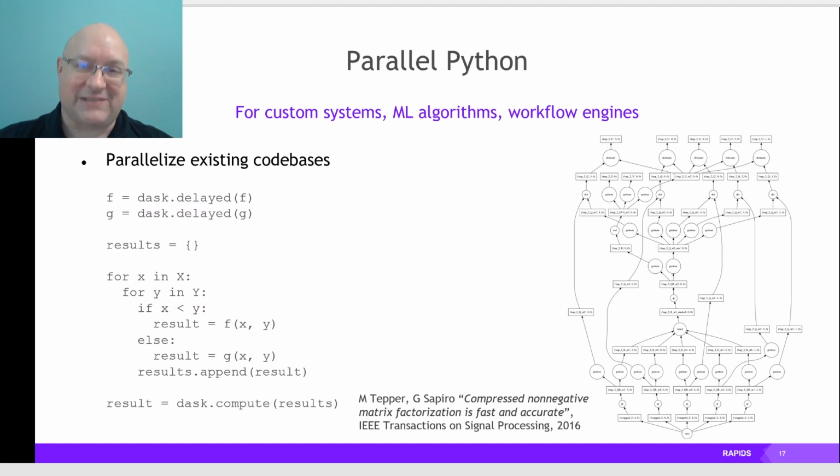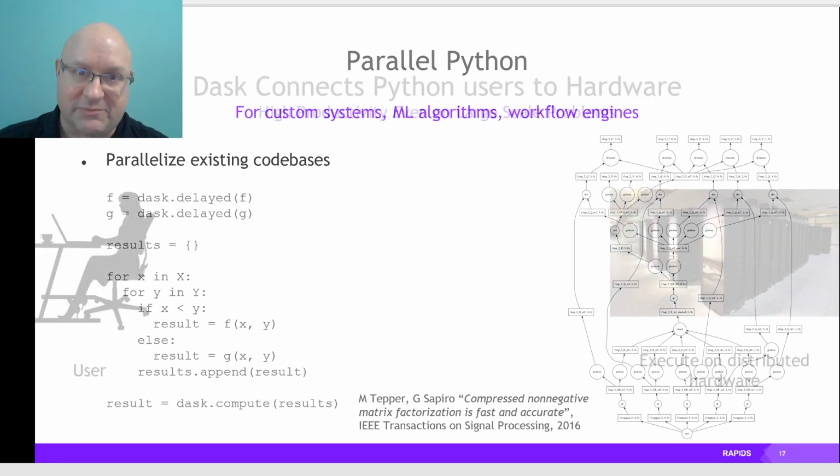So here's an example. Take an existing code base. You can add in a few hints to Dask to tell it where the tasks are defined and what the dependencies are. And Dask will go off and build a task graph and then take responsibility for executing that graph and making sure that all the tasks are completed as fast as possible.